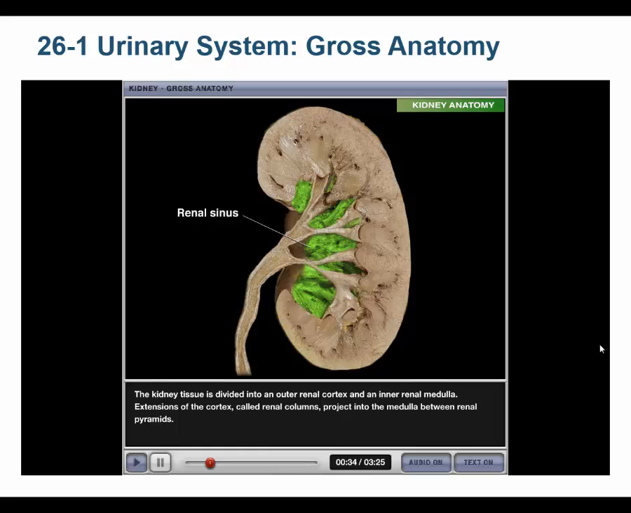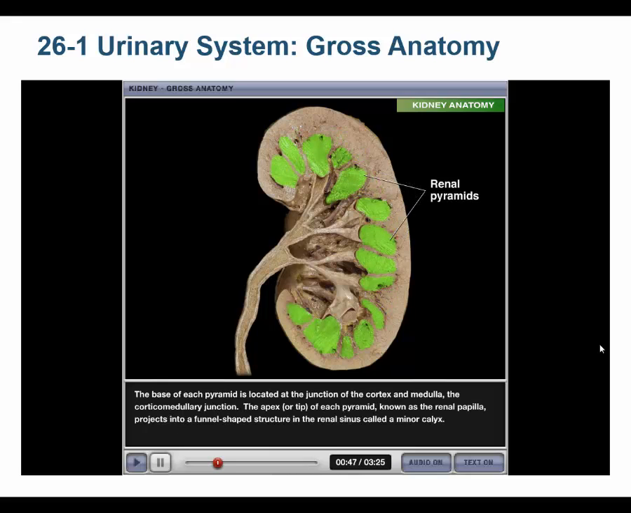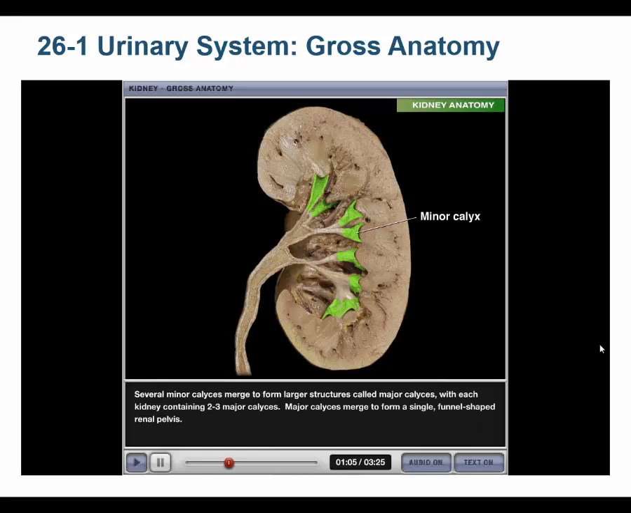The kidney tissue is divided into an outer renal cortex and an inner renal medulla. Extensions of the cortex, called renal columns, project into the medulla between renal pyramids. The base of each pyramid is located at the junction of the cortex and medulla, the cortical medullary junction. The apex or tip of each pyramid, known as the renal papilla, projects into a funnel-shaped structure in the renal sinus called a minor calyx. Several minor calyces merge to form larger structures called major calyces, with each kidney containing 2 to 3 major calyces. Major calyces merge to form a single, funnel-shaped renal pelvis.